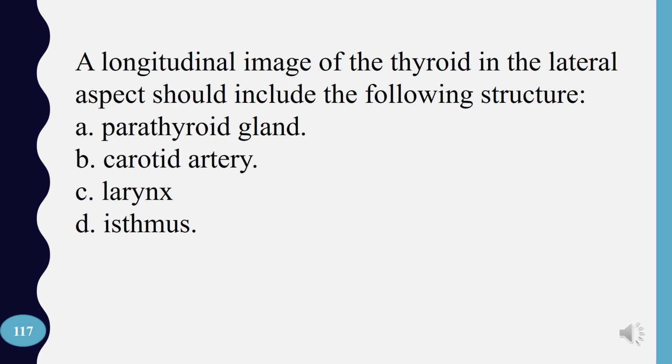A longitudinal image of the thyroid and the lateral aspect should include the following structure: A. Parathyroid gland. B. Carotid artery. C. Larynx. D. Isthmus. The answer is B. Carotid artery.